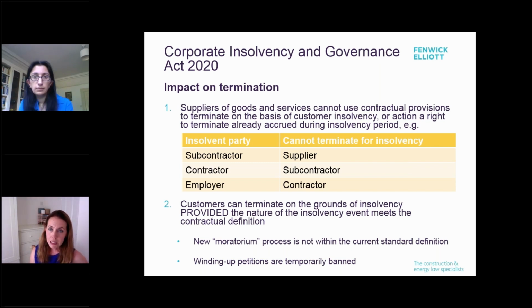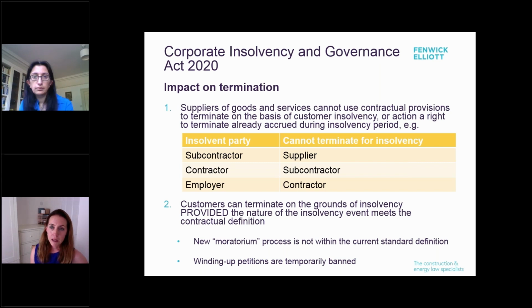So in practice, this means that the main contractor cannot terminate the contract with its employer because of the employer's insolvency. For example, it's gone into administration or liquidation. Nor can a subcontractor terminate its contract with an insolvent main contractor because of insolvency. Instead, the supply of goods and services should continue in line with the contract. Conversely, the contractual rights of the customer to terminate if the supplier becomes insolvent remain intact.